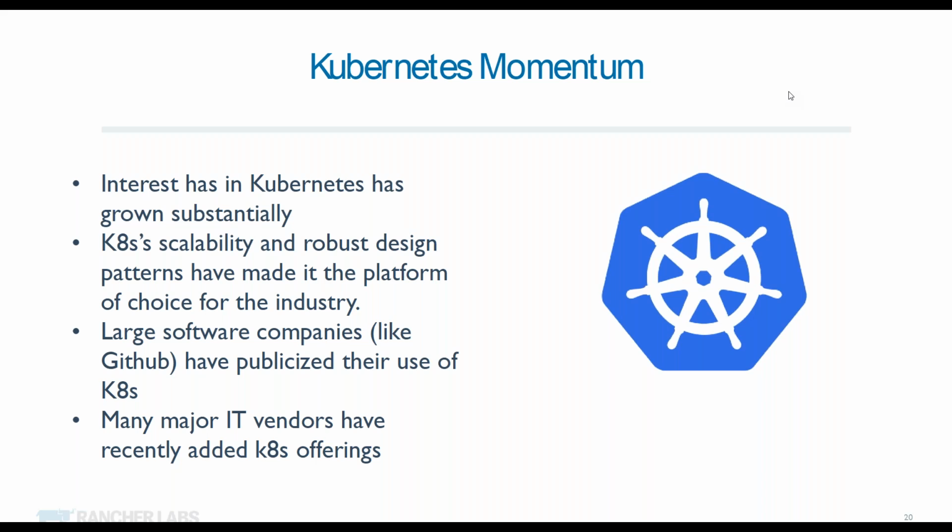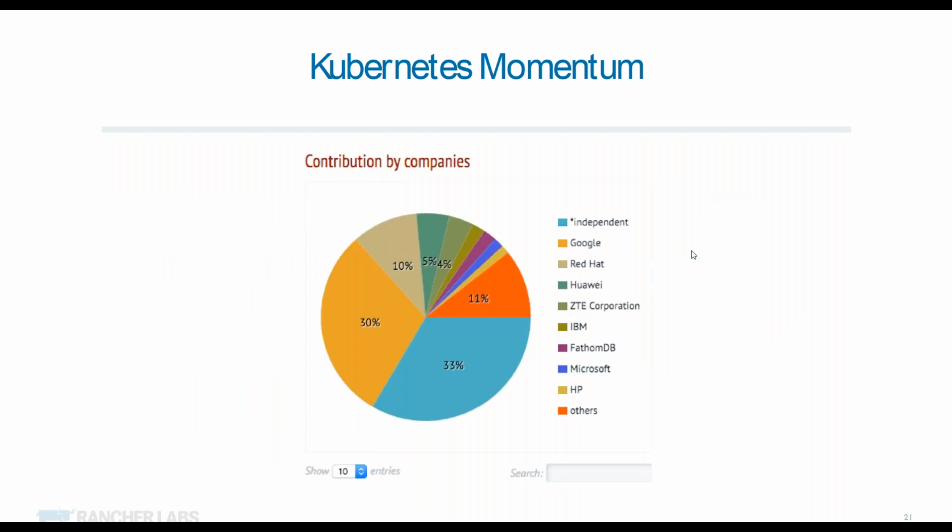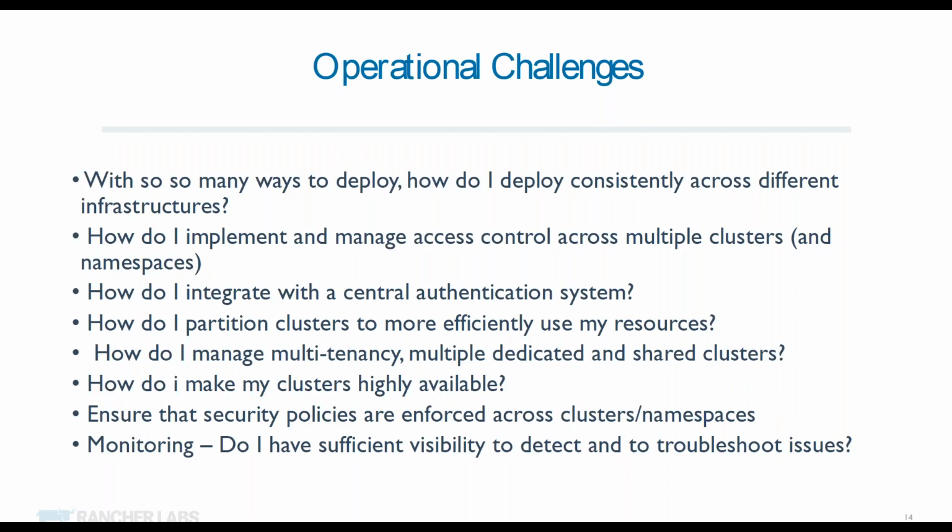Many major IT vendors have either added K8s offerings, K8s, Kubernetes, or are in the process of adding K8s offerings. You can see here there are lots and lots and lots of companies like Google, who started it, Red Hat, Microsoft, and a bunch of independent software developers who work for some of these companies or work for companies like Rancher, who contribute to Kubernetes source code. Kubernetes, again, is just an open source project. But Kubernetes is the brains of the operation. It's much like the kernel in a Linux distribution. It's very quickly becoming the kernel for the cloud.